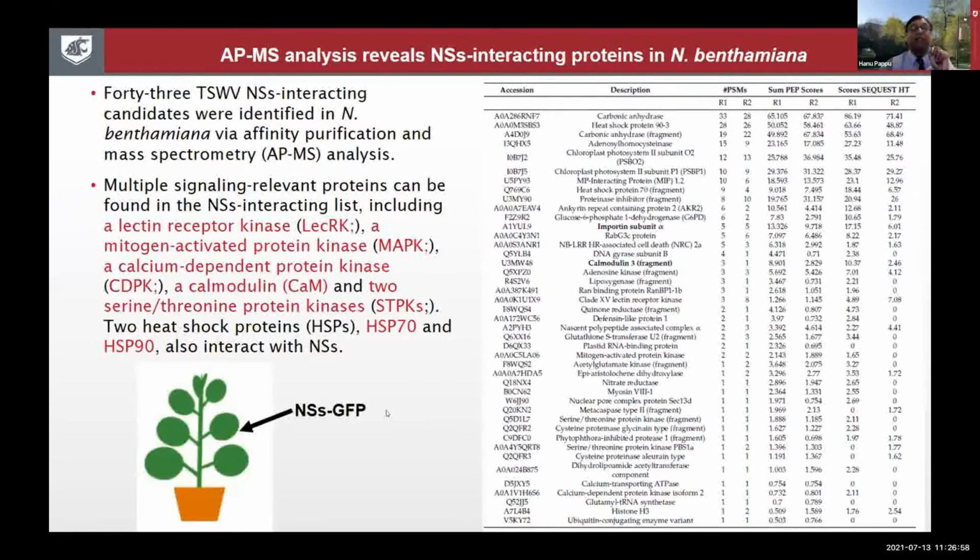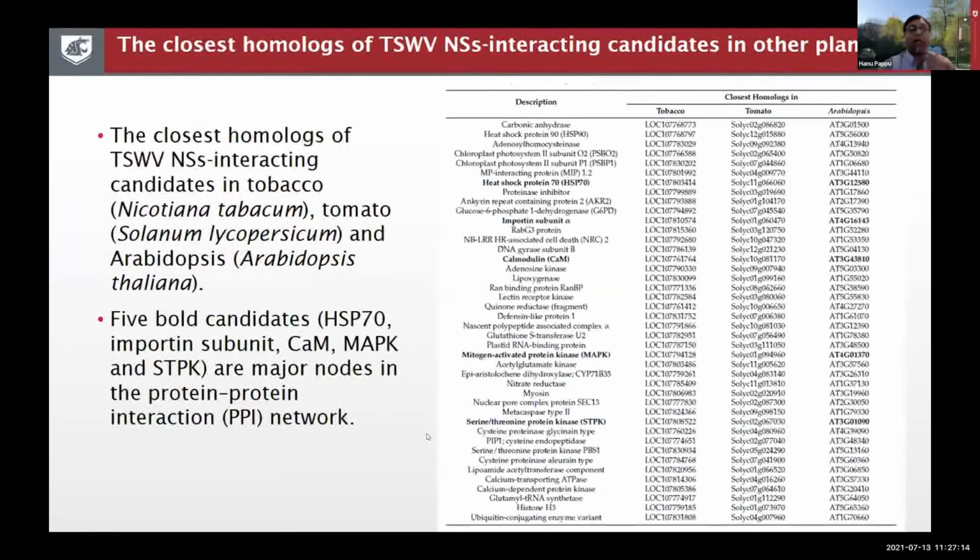Some of the important proteins that were selected were a calmodulin protein, or CAM. And it also turned out that the heat shock proteins are interacting preferentially with the viral protein. In the subsequent bioinformatics analysis, we looked for homologs of what we found in Benthamiana, in tobacco, tomato, and Arabidopsis. Across all those plants, the major ones that seem to be interacting with the NSS protein are heat shock proteins, CAM, and MAPK.